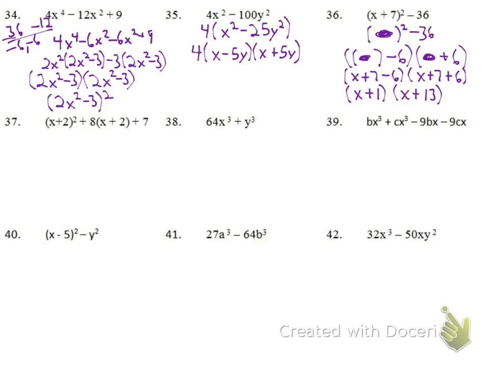Same thing works on 37. Let's think of x plus 2 as just a blob. It's a blob squared plus 8 times a blob plus 7. And that blob is just our unknown, it's our variable. We don't want to think of it as x plus 2 yet in the context of the factoring on the big problem, but we'll put it back in when we need it.